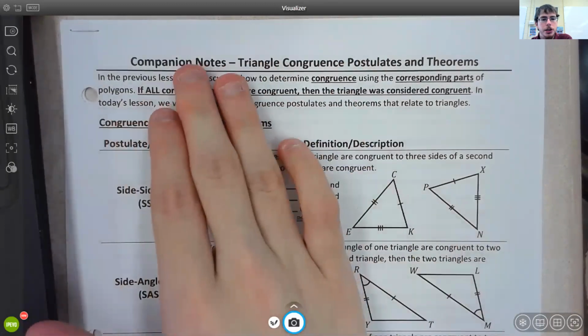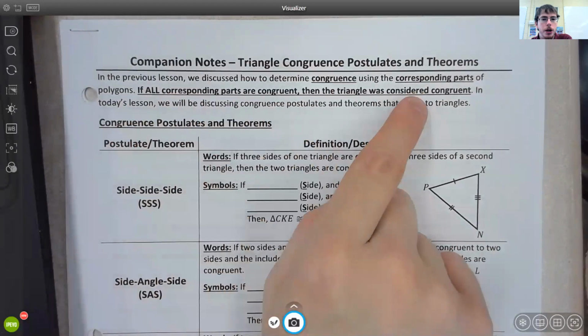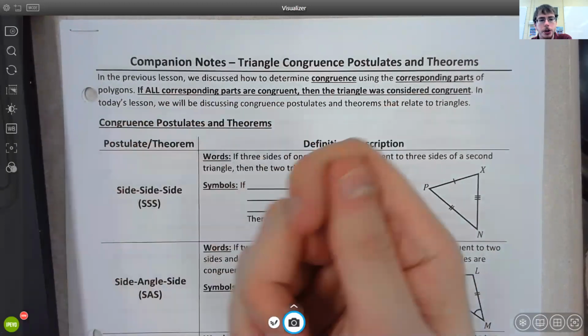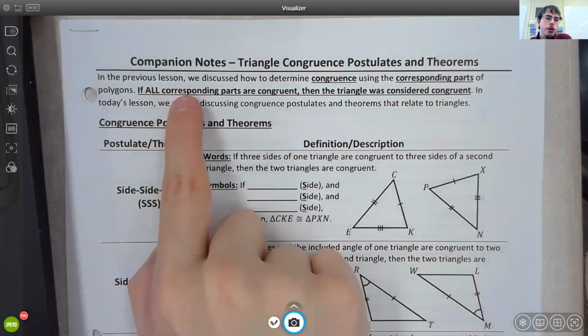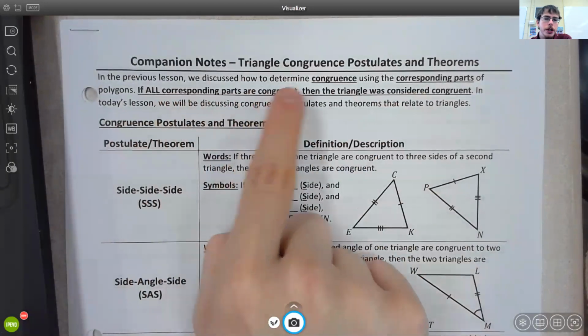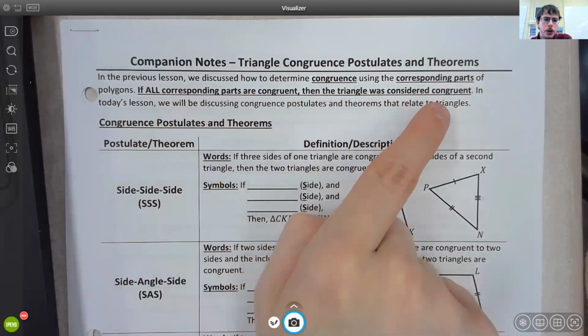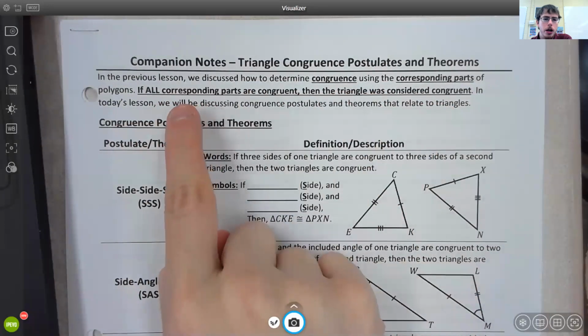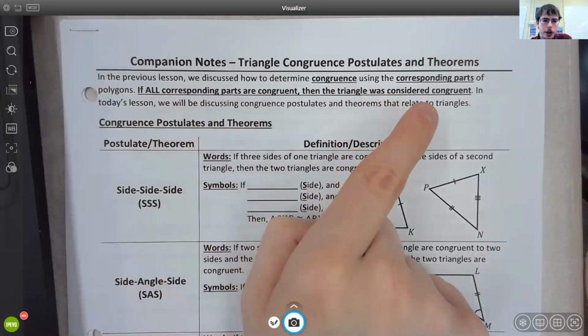So in the previous lesson we discussed how to determine congruence using the corresponding parts of polygons, and we mainly focused on triangles, but it's the case with all of them. If all corresponding parts are congruent, then the triangles are considered congruent. Okay? So remember, all corresponding parts are congruent, the triangles are congruent.